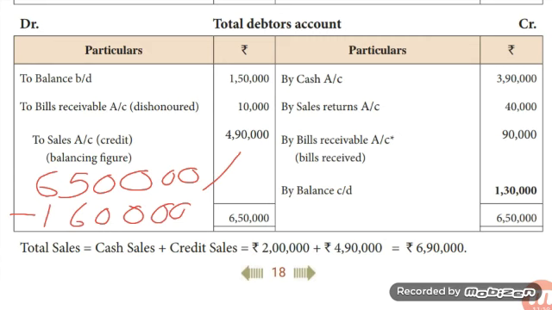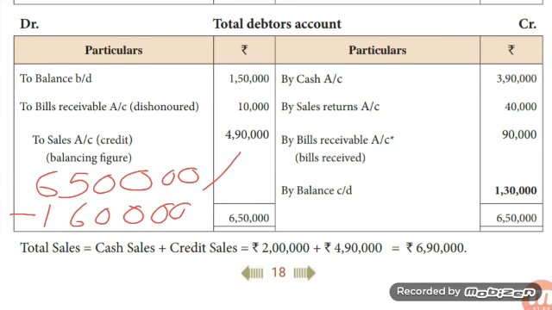Then the next step, third step, is calculation of total sales. How can we calculate total sales? Total sales is equal to cash sales plus credit sales. Cash sales, it is given in the question, that is 2 lakh. Credit sales we calculated from debtors account, that is 4,90,000. Therefore, total sales is equal to 2 lakh plus 4,90,000 is equal to 6,90,000.